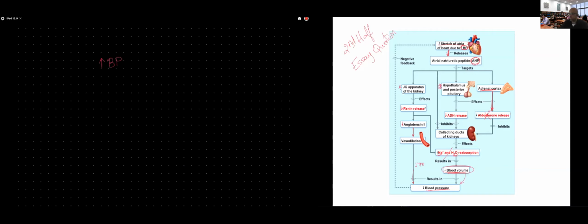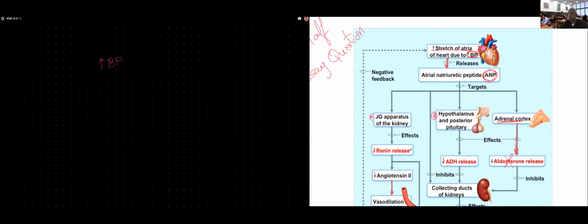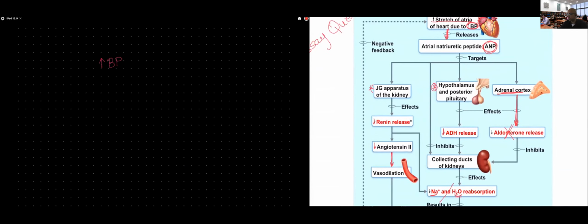I've detected a stretch in the atrium, caused by the increase in the blood pressure. The atria will be releasing ANP, and those will be targeting three target organs. You're going to be explaining the effect of the ANP on each of them and how this effect is going to be causing a decrease in the blood pressure.